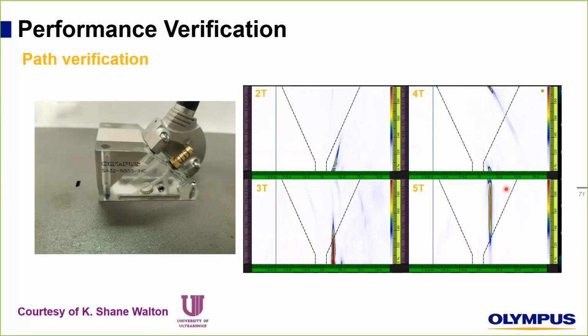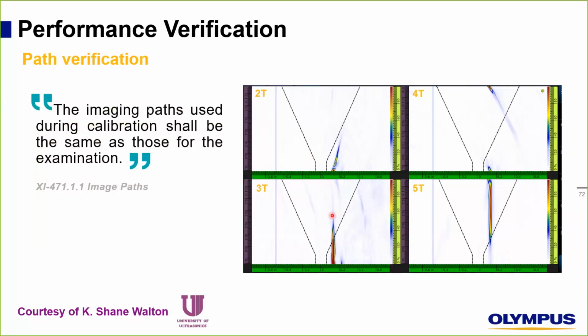As you can see, if we were using 2T and 4T only, we won't be able to see the full extent of this slot. So 3T and 5T are necessary to do so. And here there is an important point.